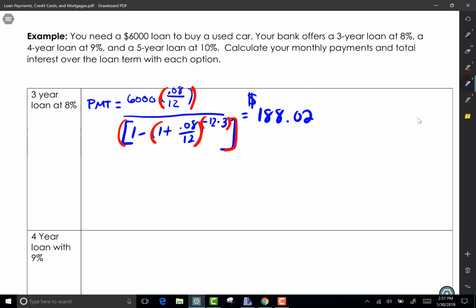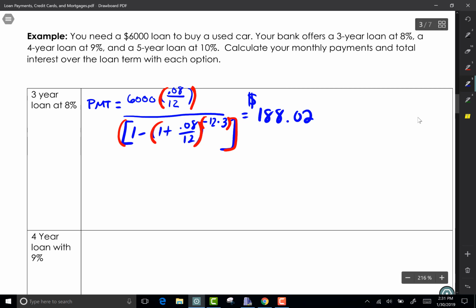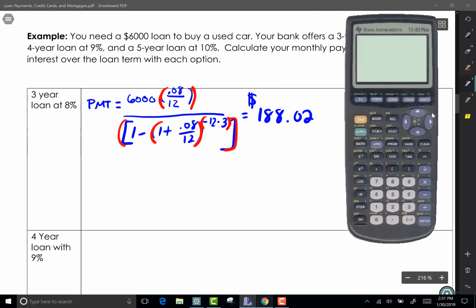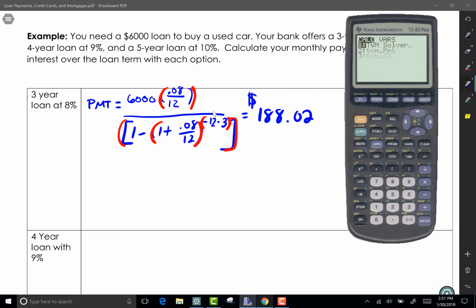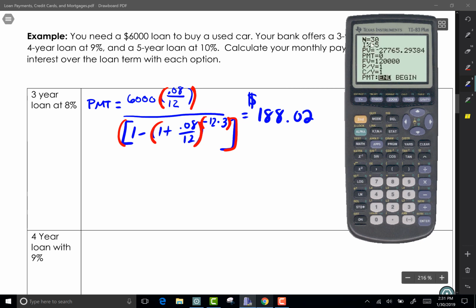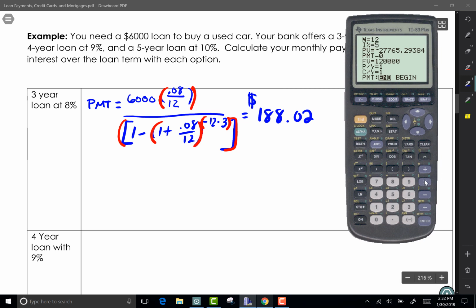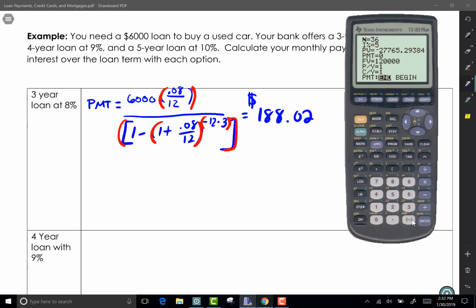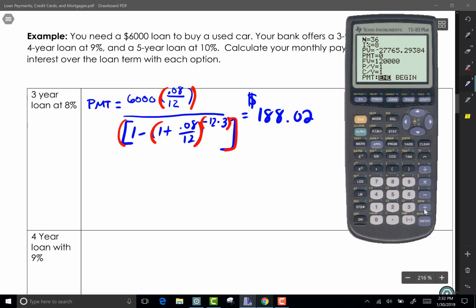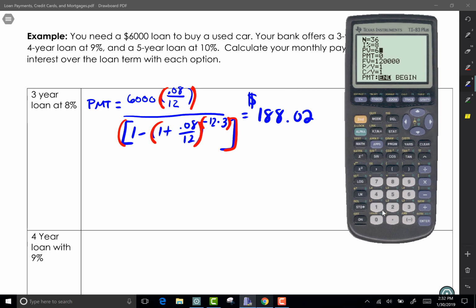Okay, now let's check this using our calculator program. I'm going to go to Apps and Finance, and I'm going to go to TVM Solver. Okay, now since this is 3 years, 12 times a year, I'm going to put in here 12 times 3. It's going to tell me my big N is 36. I'm making 36 payments. My interest rate is 8%. My present value is going to be $6,000. That's how much I owe.